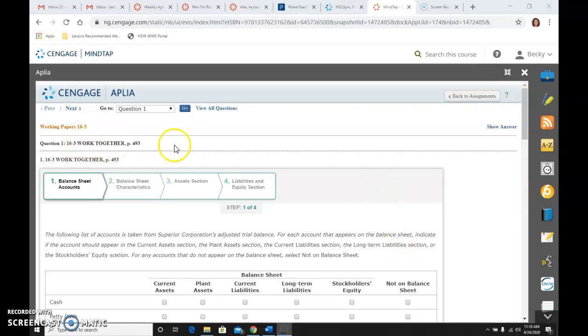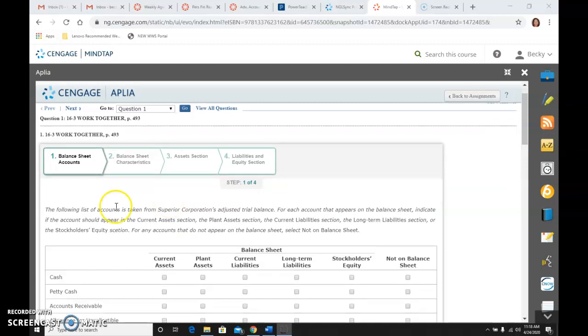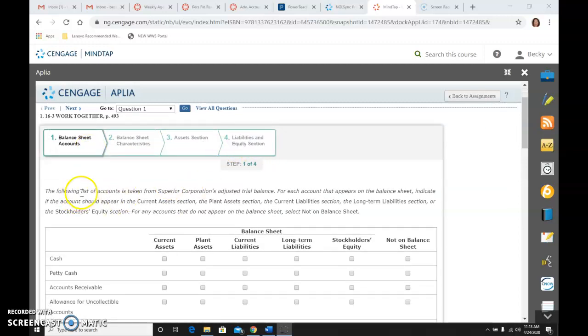16-3, the work together on page 493. There are 4 steps here, and it starts with a list of a lot of accounts for Superior Corp from the adjusted trial balance, and it wants us to specify if it goes in current assets, which again is anything that we would receive or convert to cash or utilize within a year. And then plant assets are greater than a year.